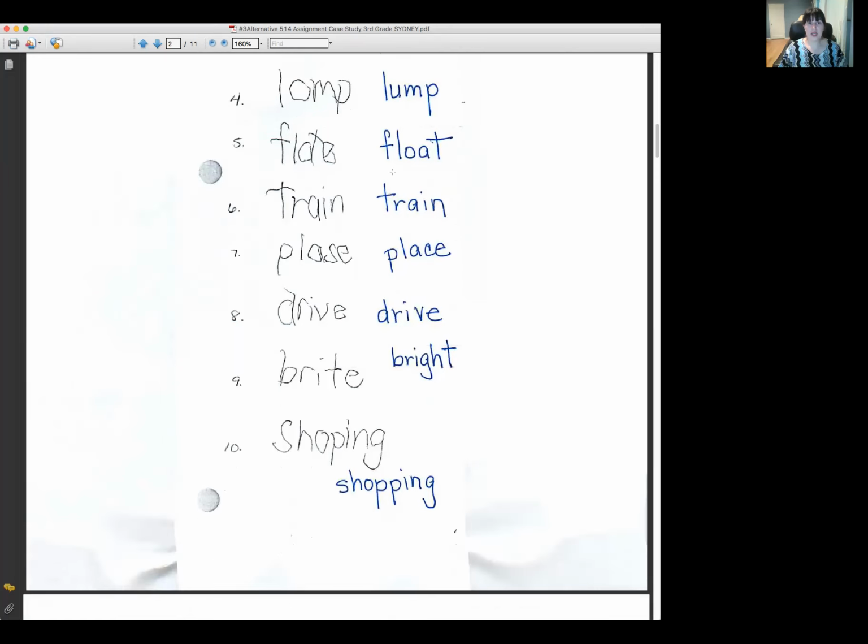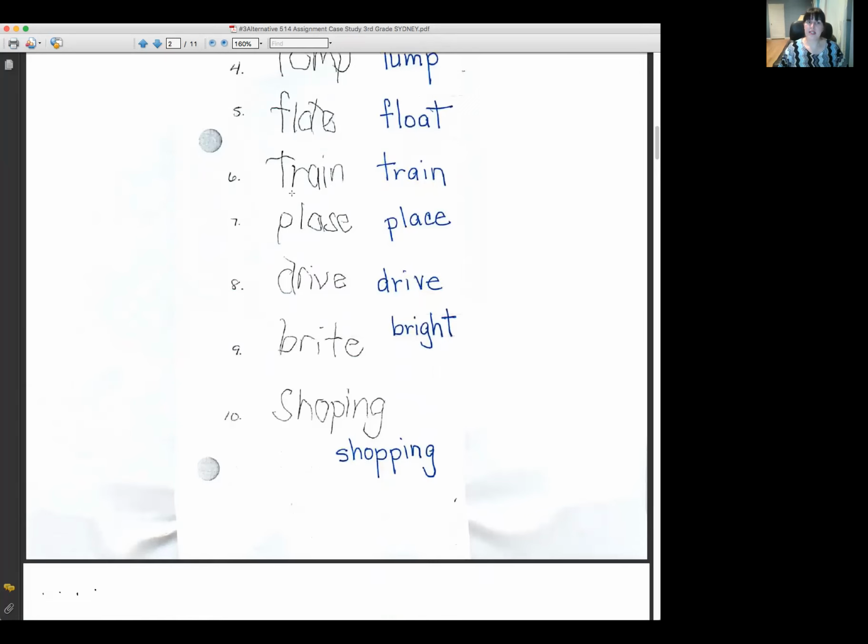We also notice that for number 5, for float, she has F-L-O-T-E instead of F-L-O-A-T. So we might have to practice our vowel rules here, especially with possible silent E's and confusion regarding that.